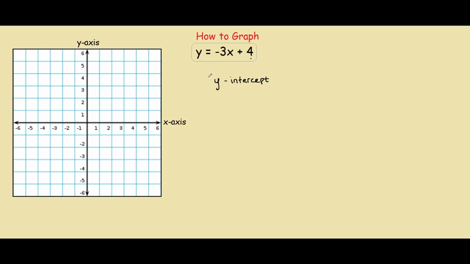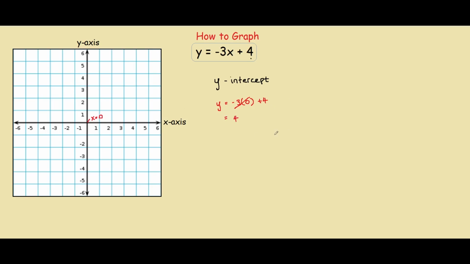What we know about the y-intercept is that it crosses the y-axis at some point. And on the y-axis, we know that x equals 0. So if we know x equals 0, we can plug it into this equation. We have y equals negative 3 times 0 plus 4. So negative 3 times 0 is 0. So we're left with 4.